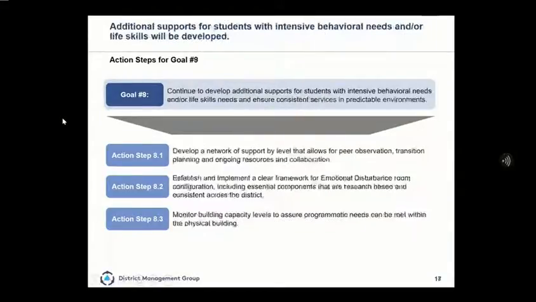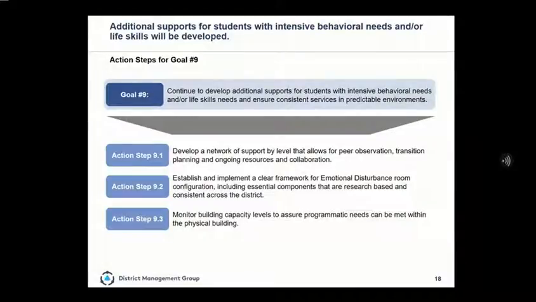Okay. Goal number 9 is really for those students, both verified and not verified, with intensive behavioral supports and also in the area of life skills. So life skills meaning students that have lower cognitive abilities. And we are just finding that we need to continue with very specific professional development and knowledge in those areas. Our students are changing, and so our knowledge and our expertise has to change and evolve with these students.